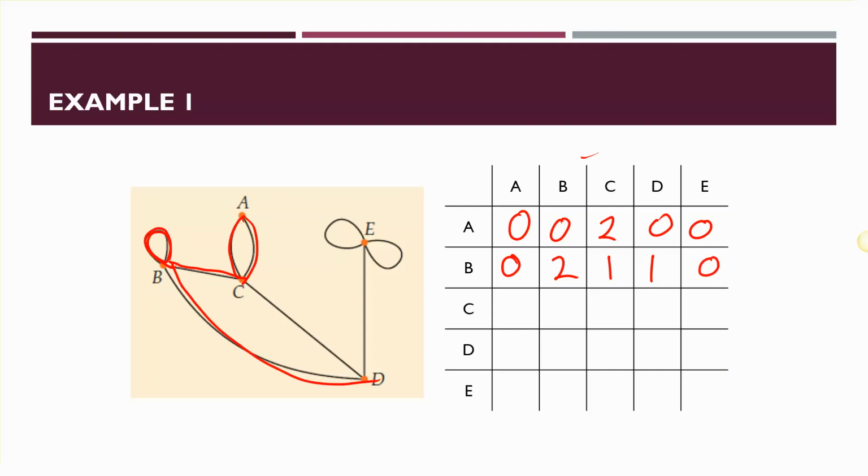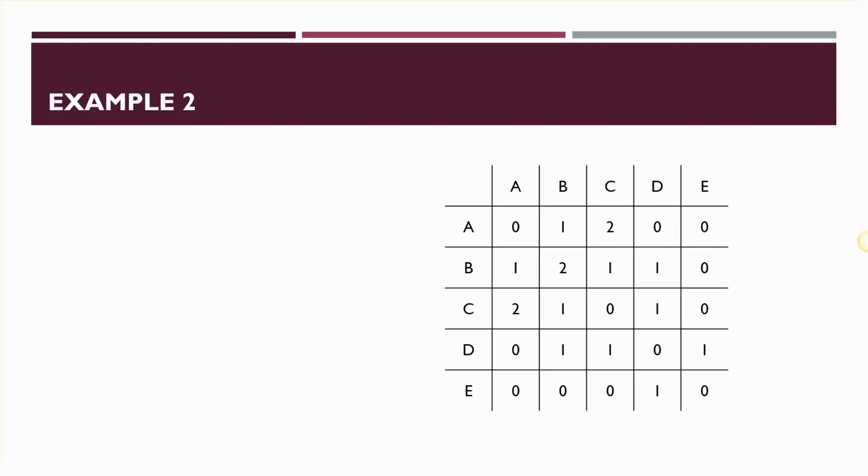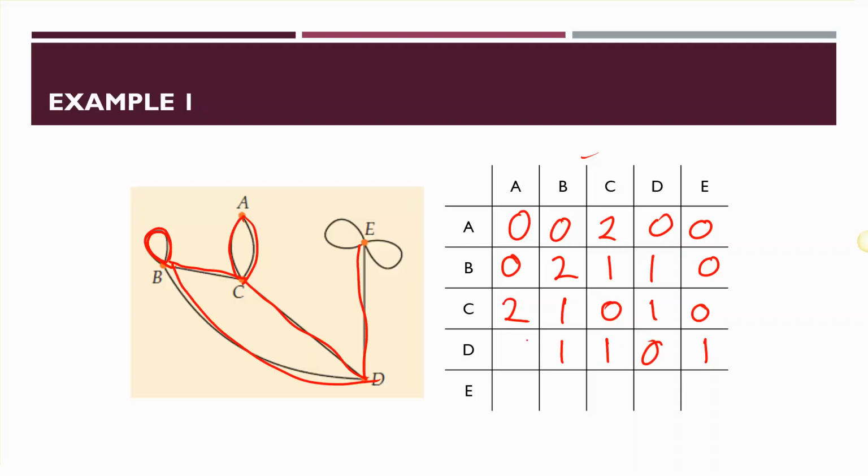When we go to C, C is connected to A twice, so a 2 goes in there. And C is connected to B once. C is connected to D once. The other 2 are going to be zeros. D is connected to C. D is connected to B. And D is also connected to E, with the other 2 being zeros.